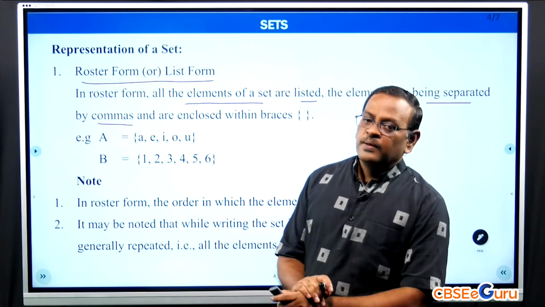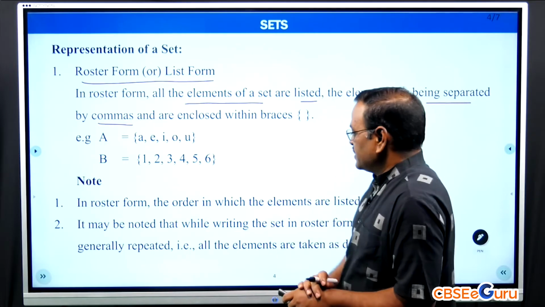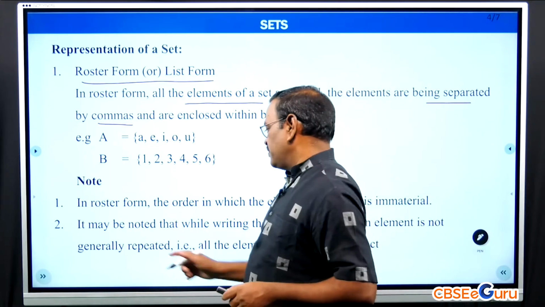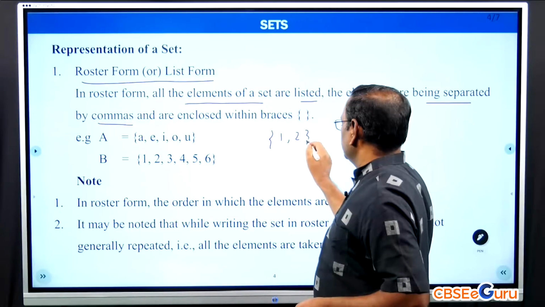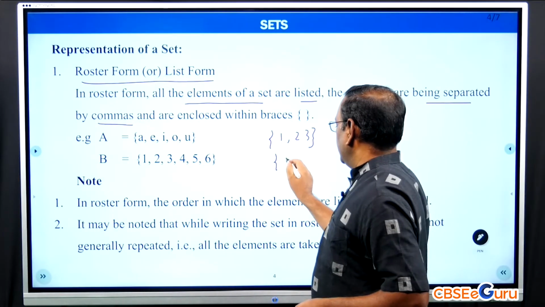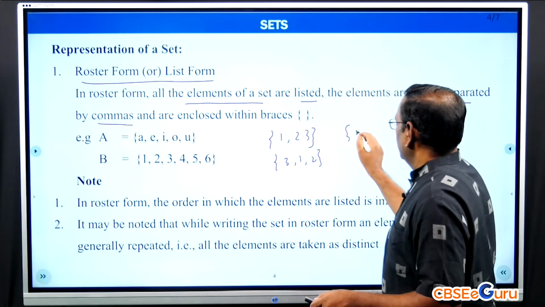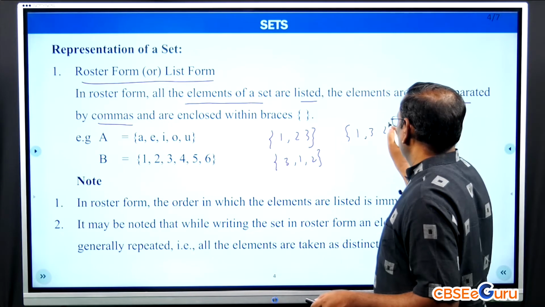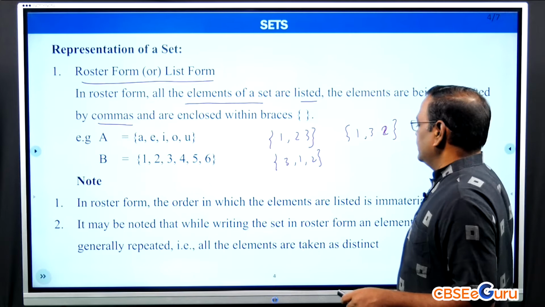This is the definition of roster form. Next, one more condition in roster form: the order in which the elements are listed is immaterial. For example, this is {1, 2, 3}, and you can write {3, 1, 2} or {1, 3, 2}. All are equal. You can write in any order, all the three.